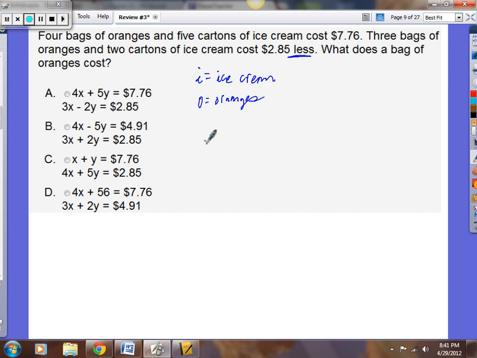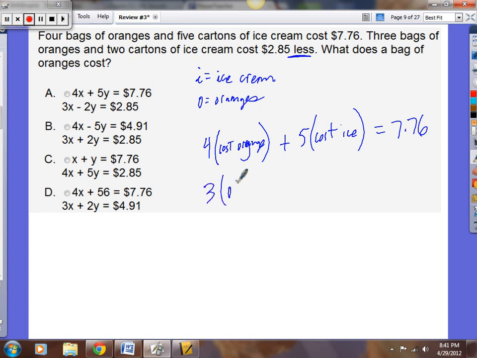So somebody came in and bought 4 bags of oranges. So 4 times the cost of orange, and I have no idea what that is. And then they added 5 cartons of ice cream. So if I do 5 times the cost of ice cream, and I add those two together, he paid $7.76. Now someone else came in and they bought 3 bags of oranges, and they only bought 2 cartons of ice cream, and they paid $2.85 less than the first guy. So I'm going to minus $2.85. So what did they pay? They paid $4.91.